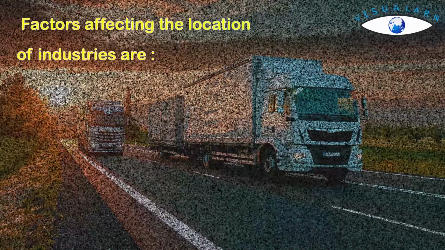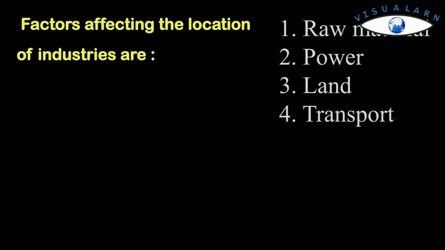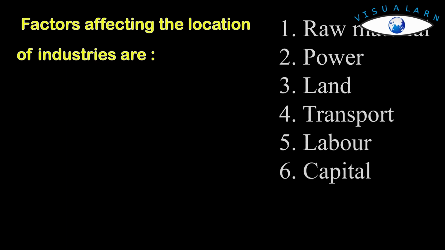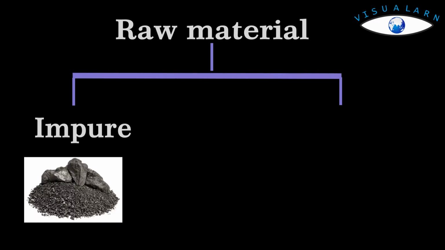Factors affecting the location of industries are raw material, power, land, transport, labor, capital, market, etc. Raw material used for the industry can be categorized into two. One, impure: those which lose their weight in the process of production, as 2 tons of iron ore will produce 1 ton of iron.